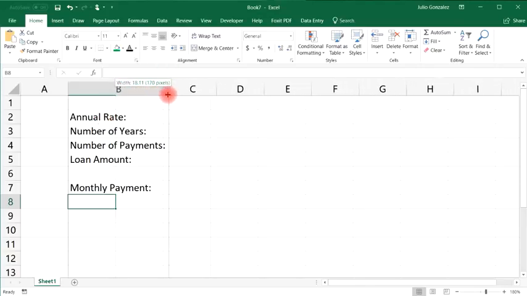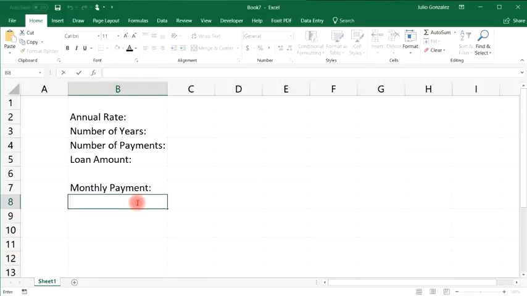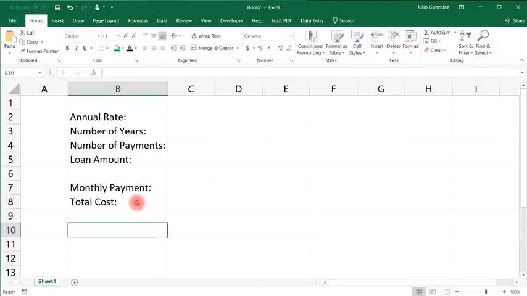Now let's go ahead and extend the width of column B. We're also going to figure out the total costs and also the total interest paid.